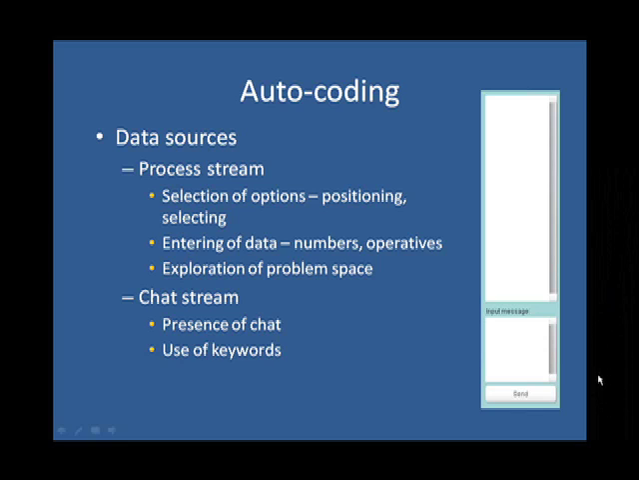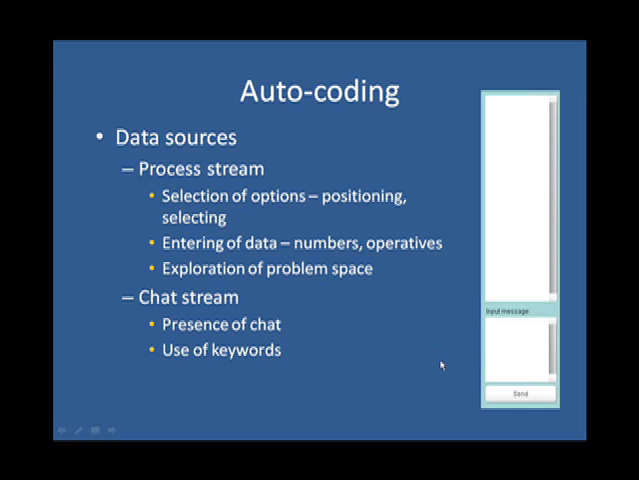We also collect the actual data that students enter, so this might be numbers or operatives or words. At another level, we collect the chat stream, so what it is that each student puts into this input message box, and then the transcript of what happens outside of that. So we are able to code both the presence of chat as well as the use of keywords. So all of these data sources go toward our scoring.